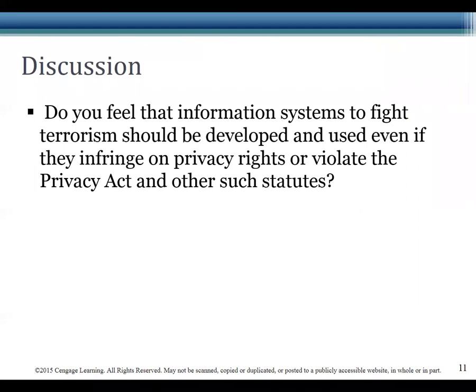Okay, so let me make sure that's it. Do you feel that information systems to fight terrorism should be developed and used even if they infringe on privacy rights and violate the Privacy Act and other such statutes? That's kind of like what we talked about earlier, but I want opinions.